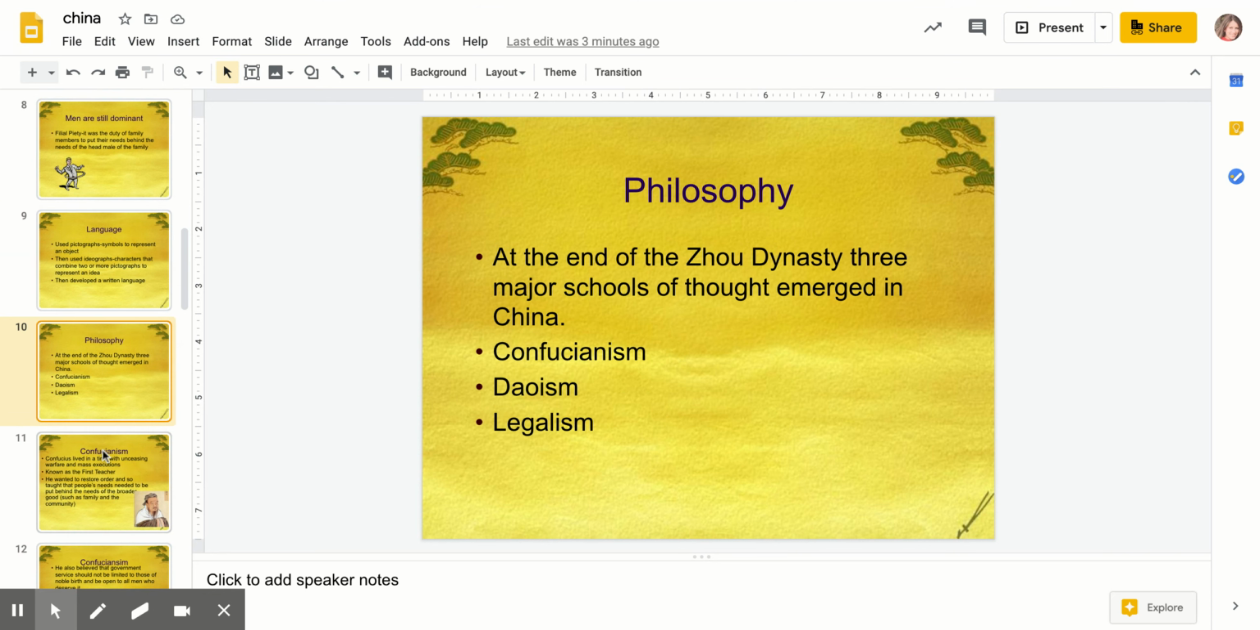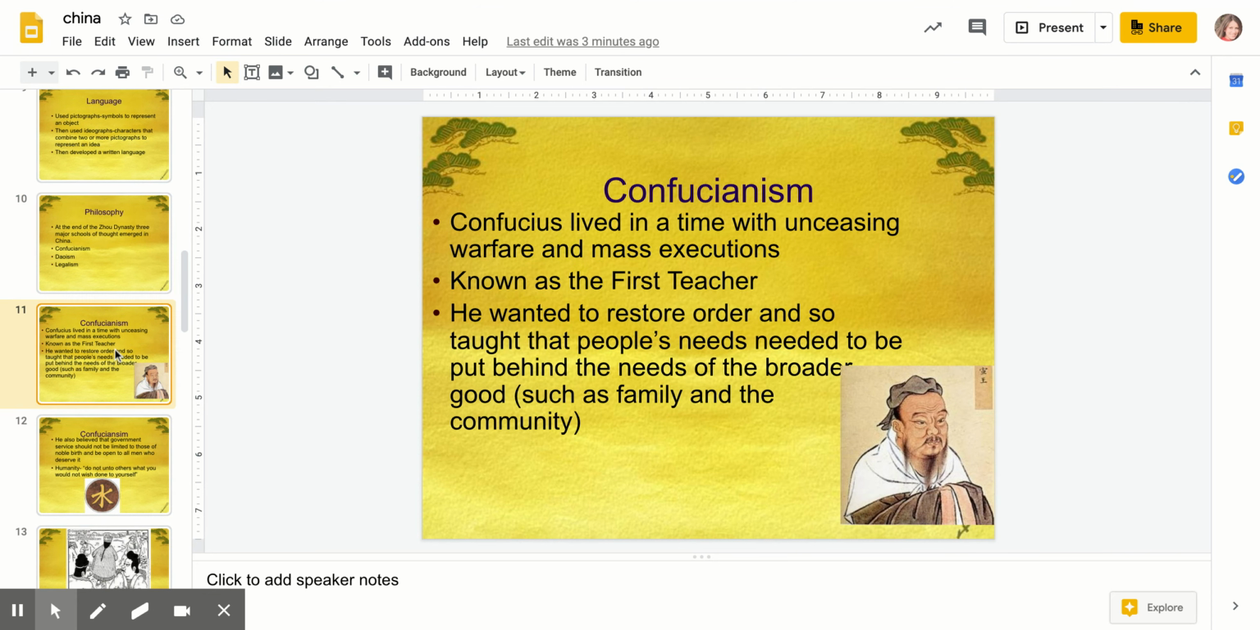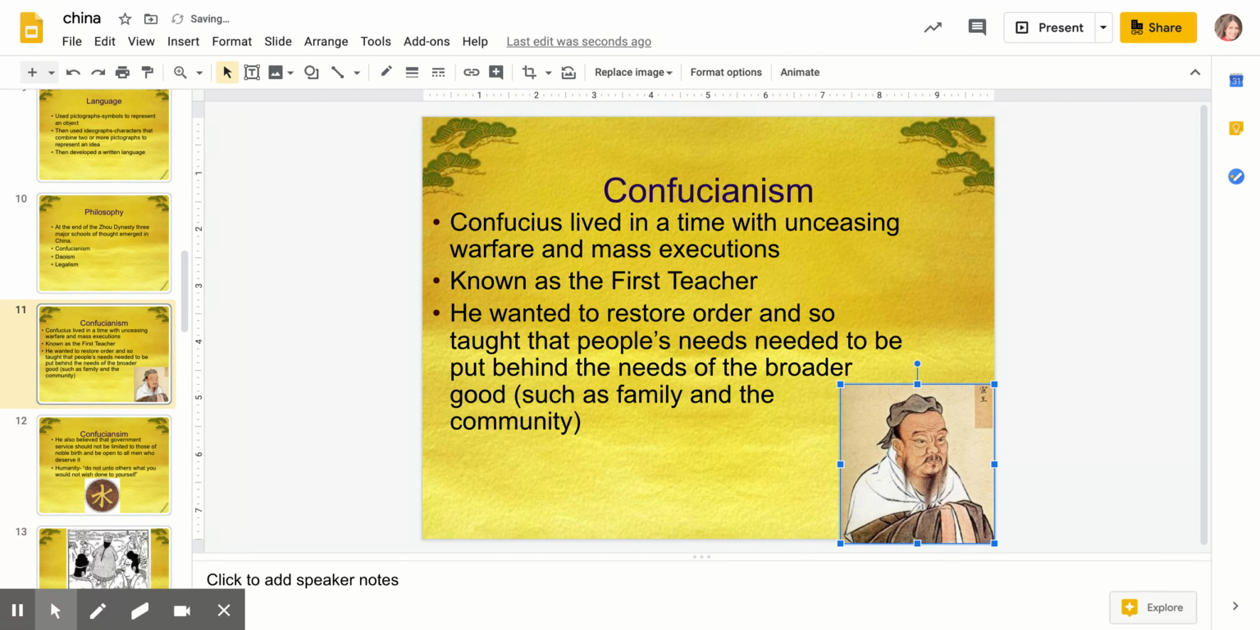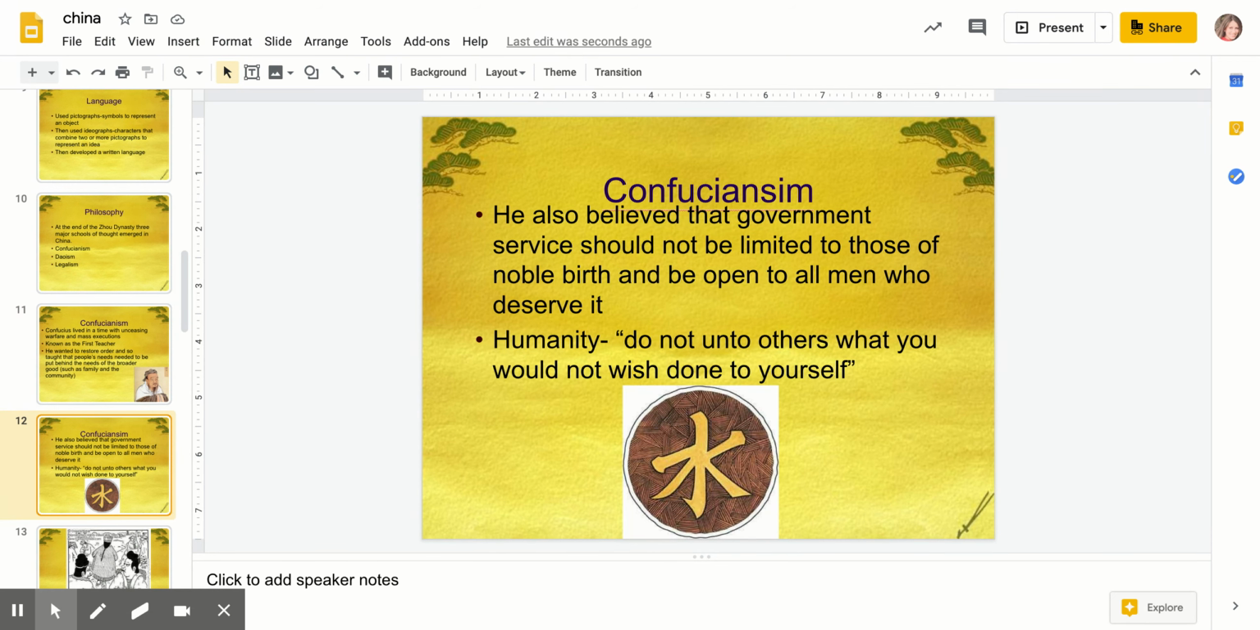Okay, they had a written language. The other thing you need to know who comes in this time is a guy named Confucius. Confucius was a philosopher, and he is still famous today. We study a lot of the things that he wrote about because he was the first person to really come up with the concept of treat others the way you want to be treated. His famous quote was, "Do not unto others what you would not wish done to yourself."